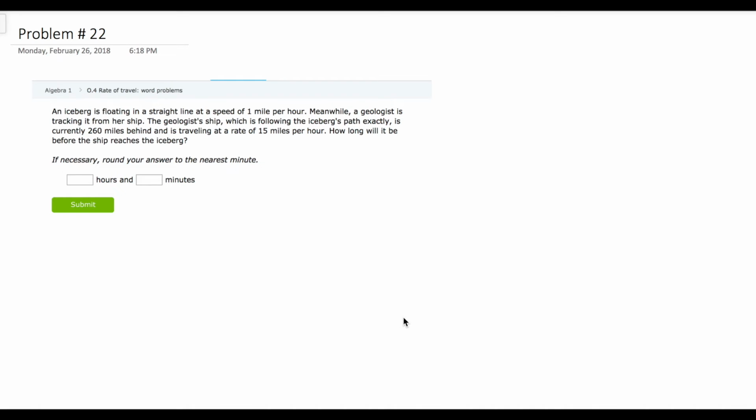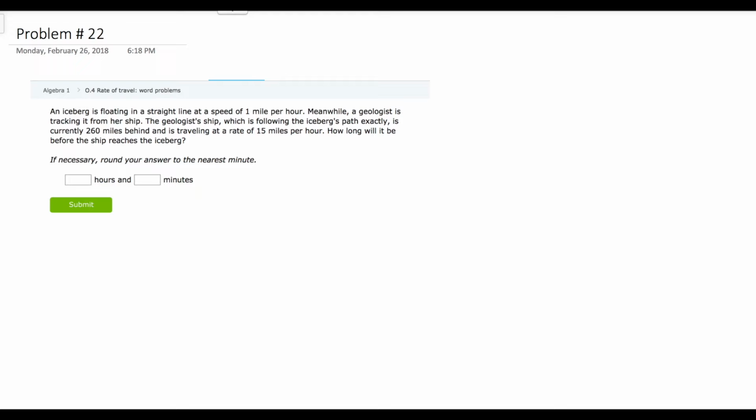All right, so an iceberg is floating in a straight line at a speed of 1 mile per hour. Meanwhile, a geologist is tracking it from her ship. The geologist's ship is following the iceberg's path exactly. So here's the iceberg, and there's the ship, following the iceberg's path.